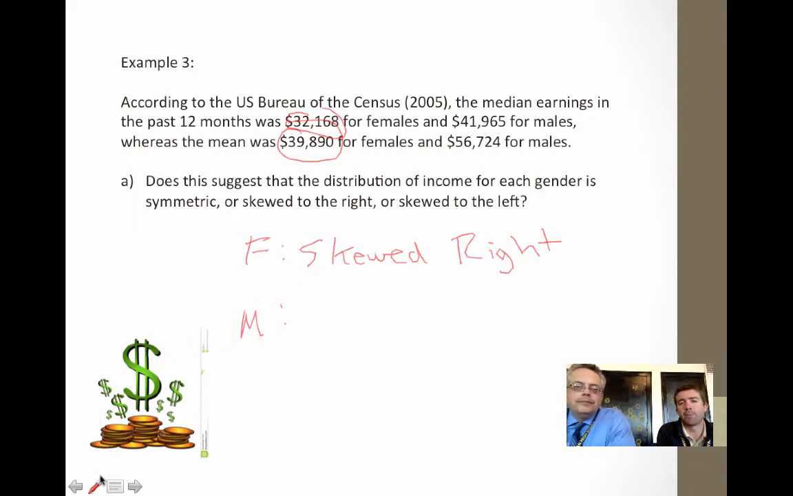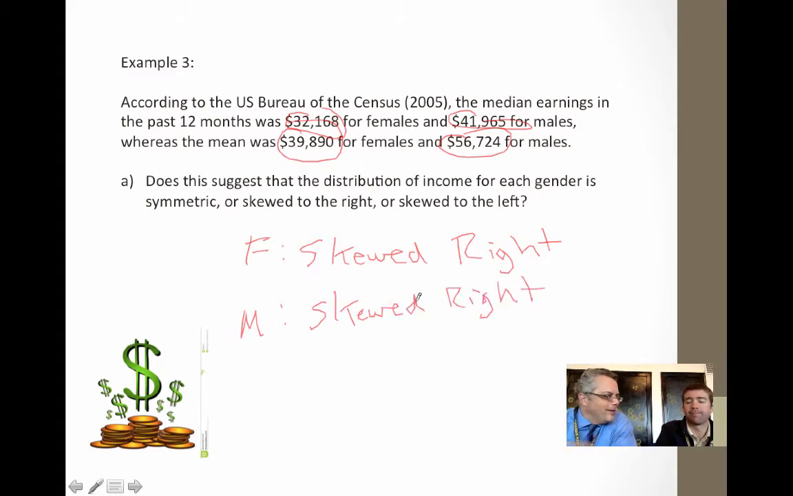Any difference with the males? A wee bit: 41,965 compared to 56,000. So again, the mean is way higher than the median, so skewed right. It's probably like the last problem. You have a lot of people making a certain amount of money, and a few fat cats making a lot of money. Unfortunately, that's the real world. And it helps a company say, look at our average, we make so much money here.